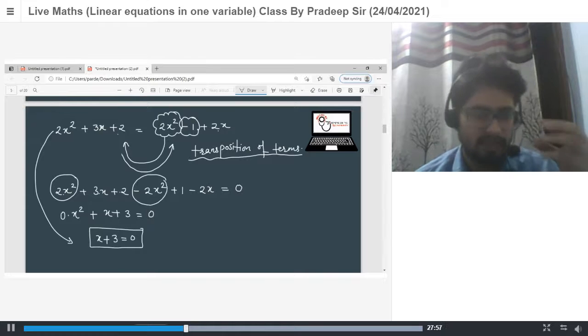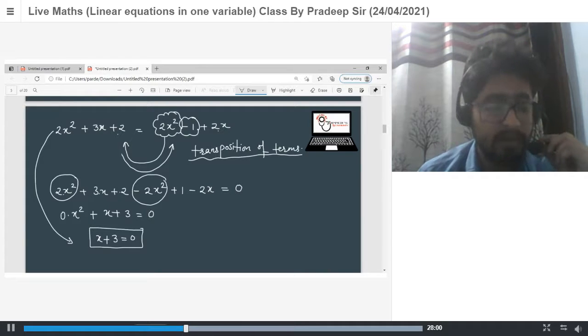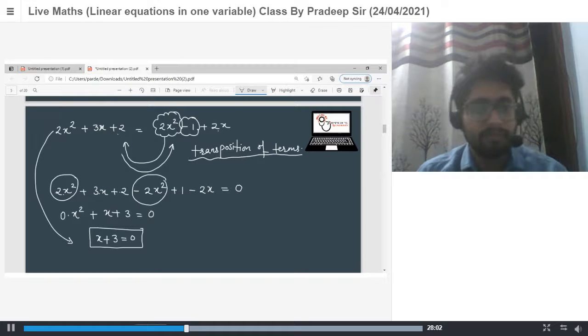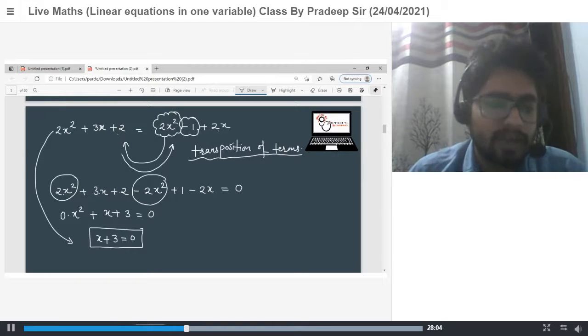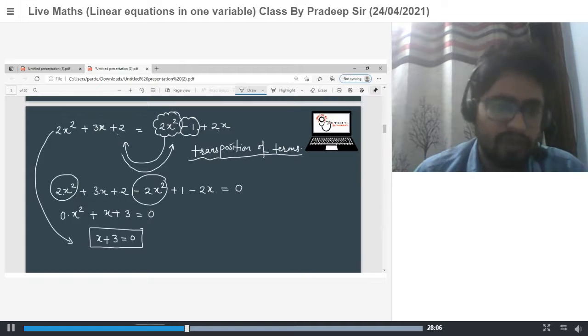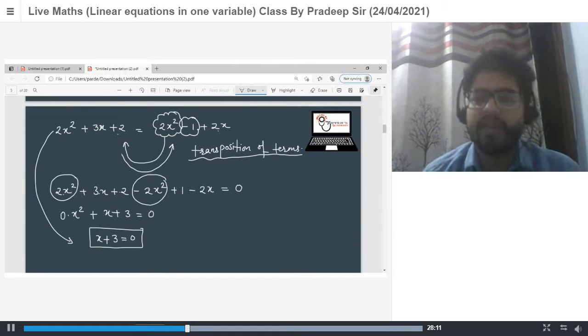Basically, what is this given expression? This is x plus 3. So the given equation is a linear equation in one variable. Now we'll discuss the solution of a linear equation.